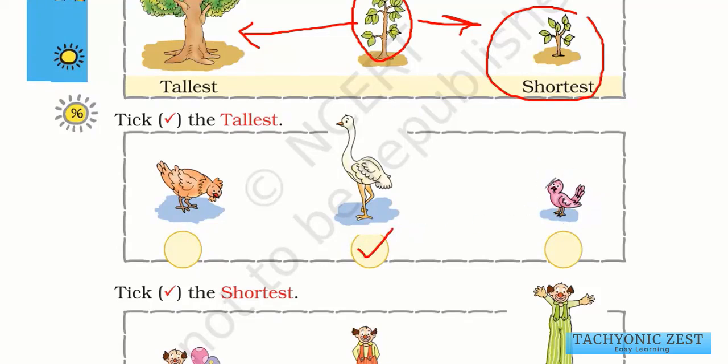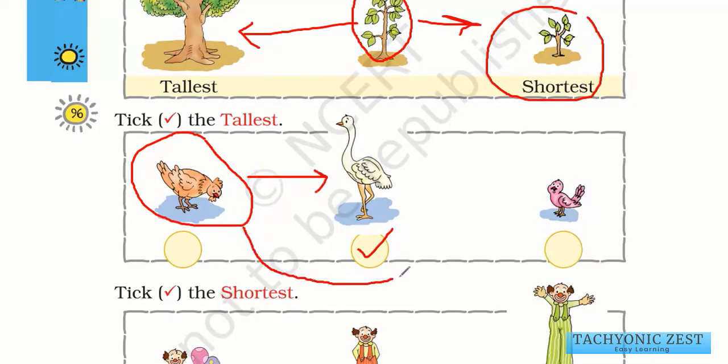Now this is the smallest bird, we can see. Now this bird over here is shorter as compared to this bird, and this bird over here is taller as compared to this bird. So if we have to say, we will say that this bird over here, which is a hen, is shorter as compared to this bird, and she is taller as compared to this bird.